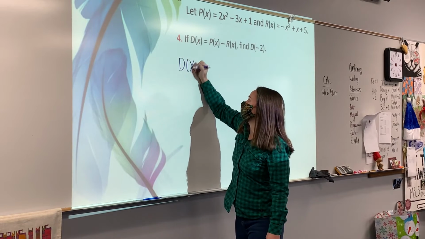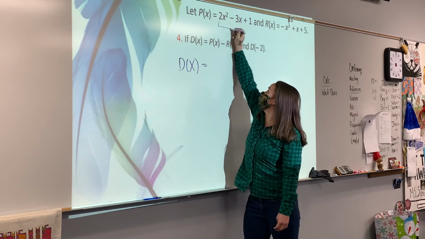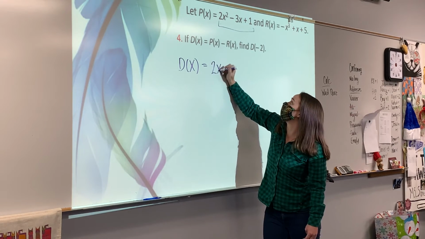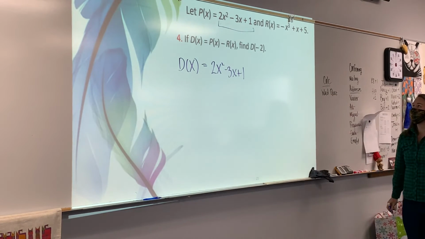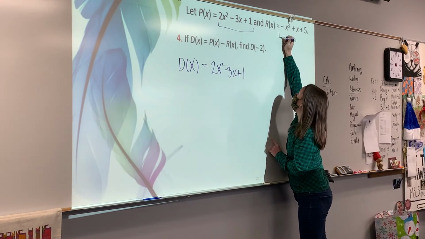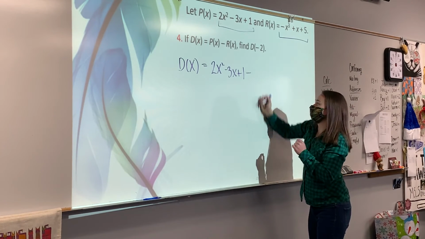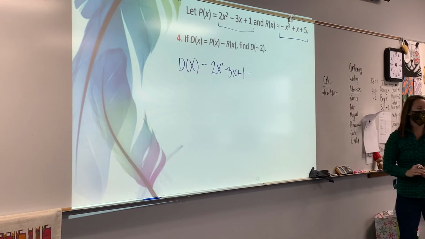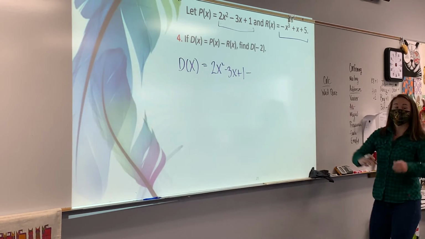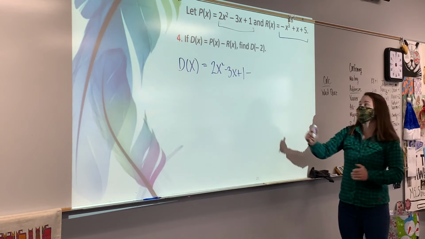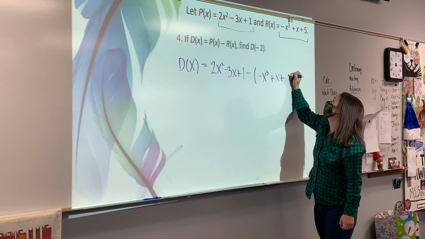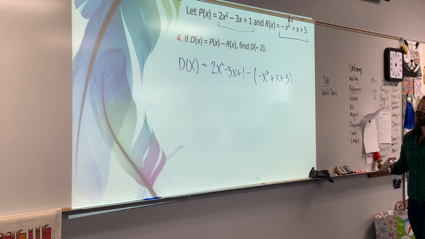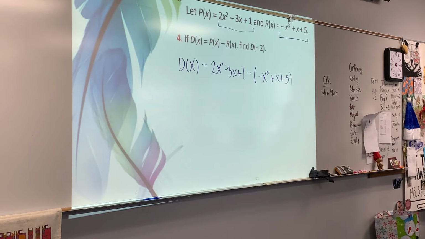x is going to be equal to my p of x, which is this, so 2x squared minus 3x plus 1 minus my r of x. What do I have to remember to put after I've done that? Parentheses. Because I'm subtracting the whole thing, not just the first term. So I'm going to put parentheses, and then I'm going to rewrite the r of x. Next step is going to be to distribute.